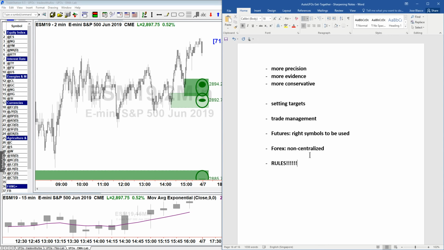And therefore, it's all now left to how disciplined you're going to be to follow the rules, and how you are going to manage your emotions to be a proper professional trader. Because the idea is to get everything under control.